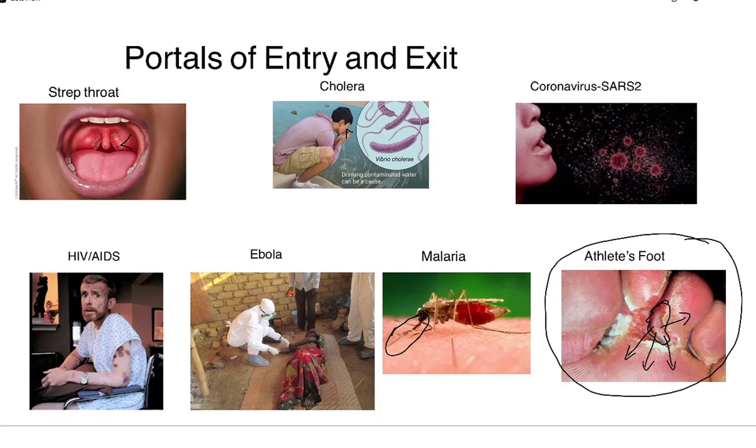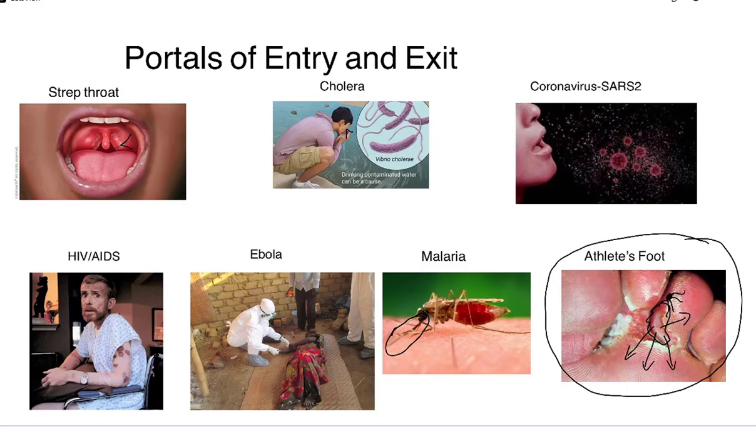So those spores land on somebody else's toes in a shower, let's say of a locker room, and they find their way in and they kind of dig in and create new colonies of fungus that create athlete's foot. So portal of entry is skin and portal of exit is skin.